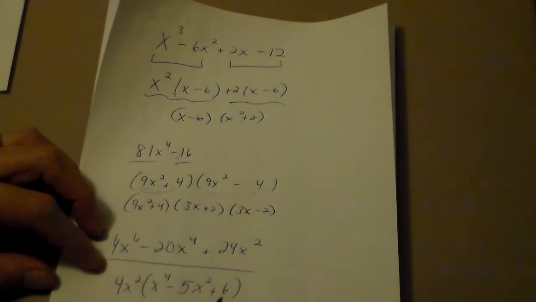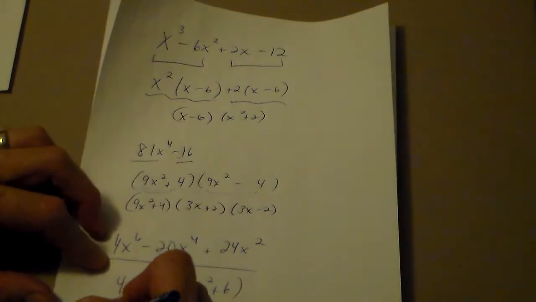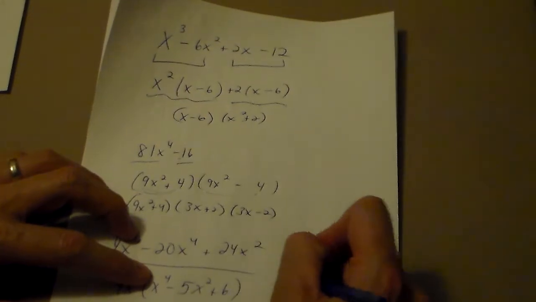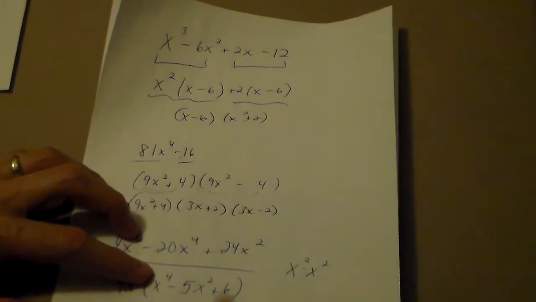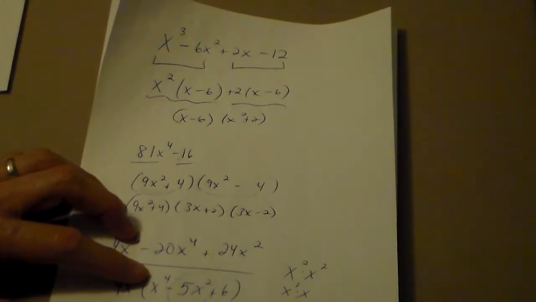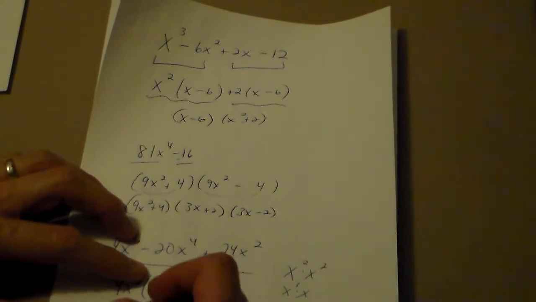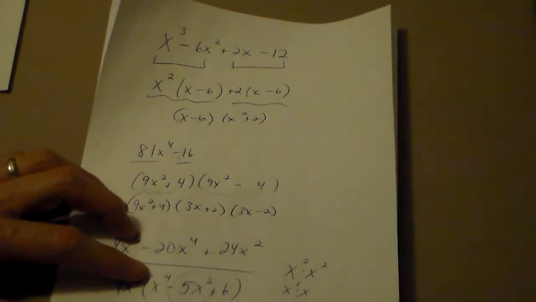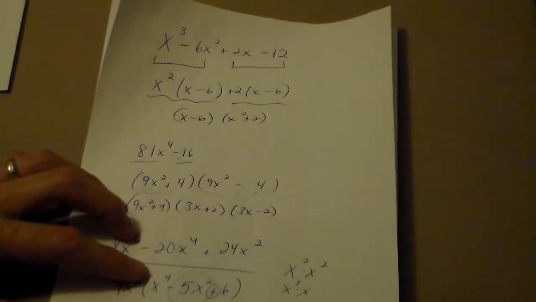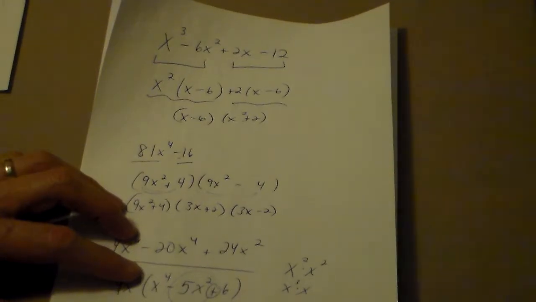Now I look and say, are there factors of 6 that add to 5? Yes, there are. For x to the fourth, I have to figure out how to break that up. Is it x squared times x squared, or x cubed times x? The middle term being x squared tells me it's got to be x squared times x squared. This is positive, so my signs are the same. That's negative, so they're both negative. Factors of 6 that add to 5 are 2 and 3. And that's all you can do. You can't factor that anymore.